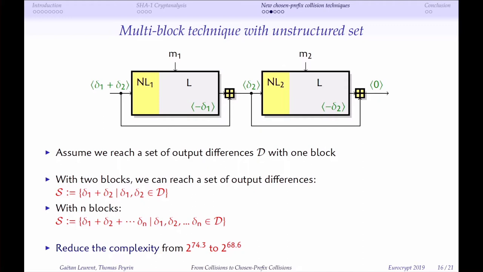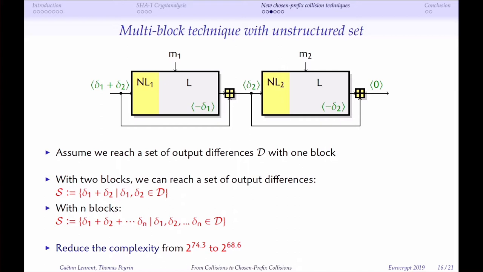So you just build a set like this. And then if you want to cancel delta 1 plus delta 2, it just means in the first block, you want the output difference to be minus delta 1, in the second block, minus delta 2, and you will be able to cancel it. So you have to compute explicitly this set. You don't have a nice description, but as long as you can compute it, it's quite easy to just exhaustively build it, and you know that all those values are nice. So this is with two blocks.